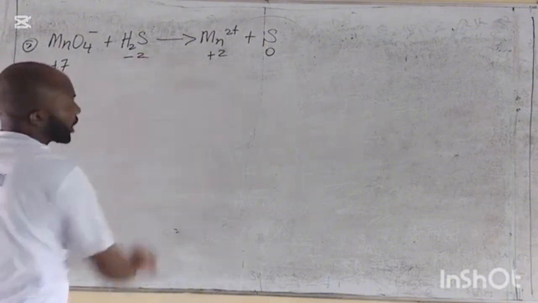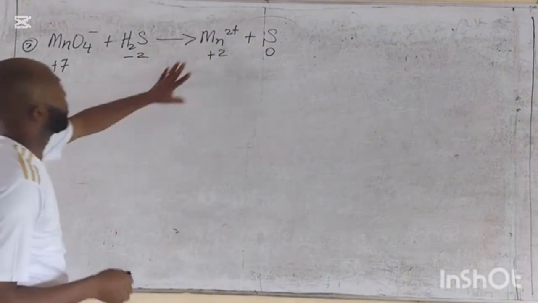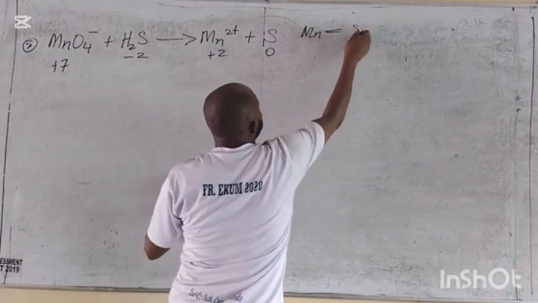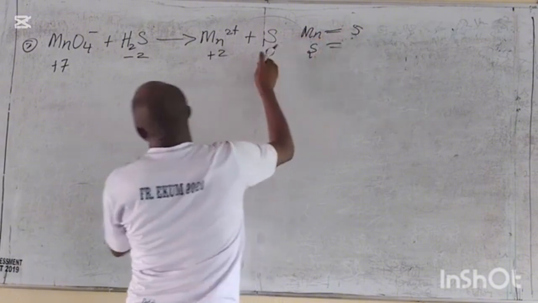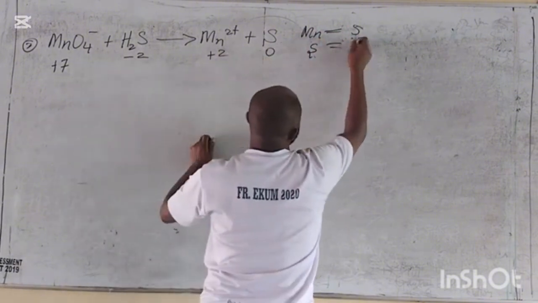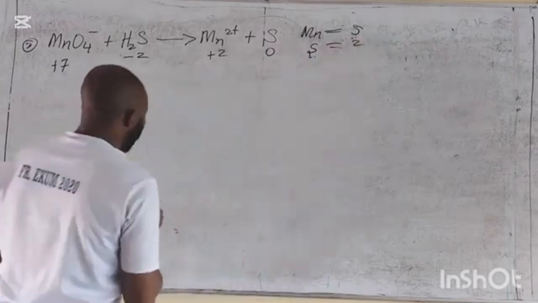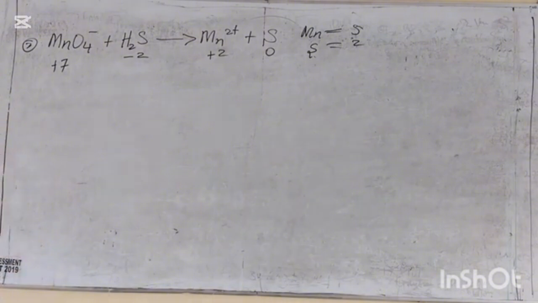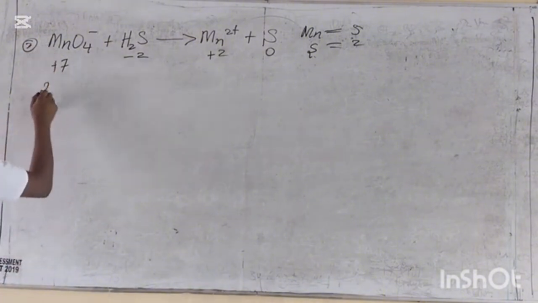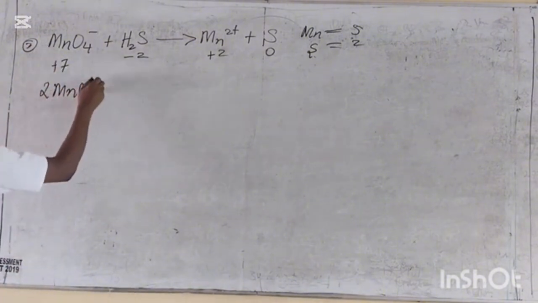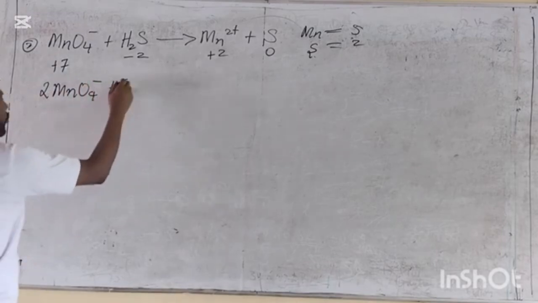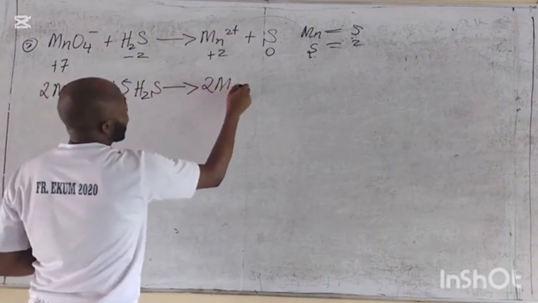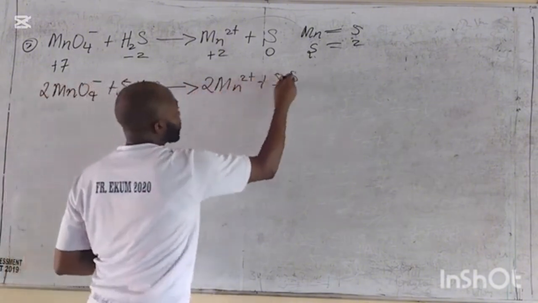So now this is what we have. We do our subtraction as usual. Manganese here, 2 minus 7 is minus 5, so I have manganese as 5. And for sulfur, 0 minus minus 2 is 2, so we ignore the sign, which is 2. So I cross multiply. Anywhere I see manganese, I put 2 before it. Where I see sulfur, I put 5 before it. So now we have 2 MnO4 minus plus 5 H2S equals 2 Mn2+ plus 5 sulfur.